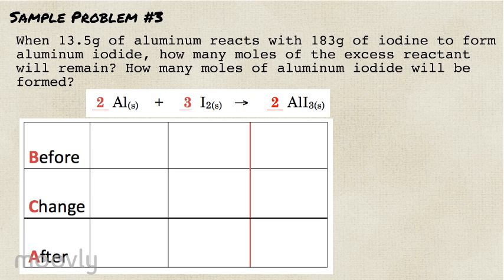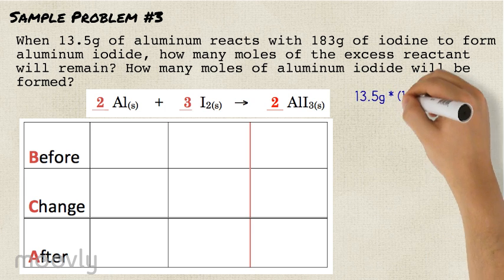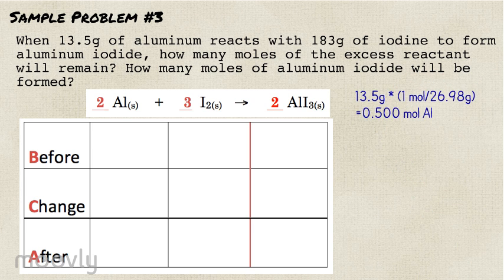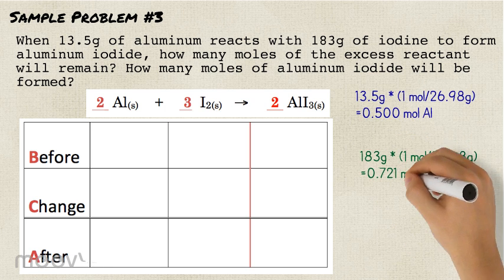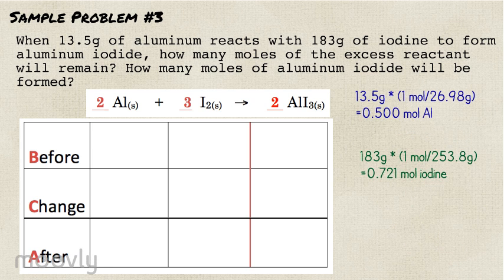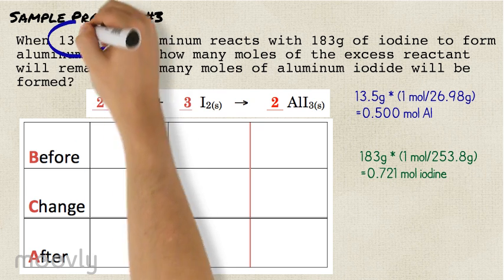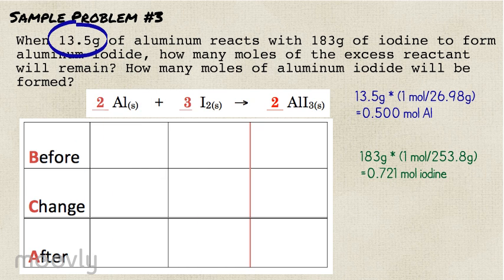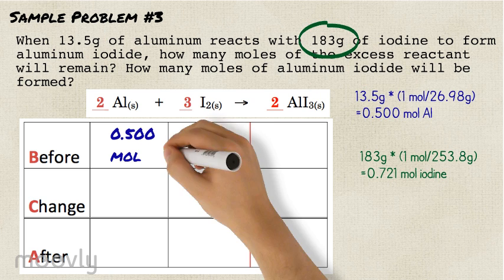Next, we need to convert our given mass values into mole values so that we can make use of the mole relationships expressed in our equation. Aluminum has a molar mass of 26.98 grams per mole, and iodine, in its natural diatomic state, has a molar mass of 253.8 grams per mole. 13.5 grams of aluminum is equivalent to 0.5 moles of aluminum, and 183 grams of iodine is equivalent to 0.721 moles of iodine.